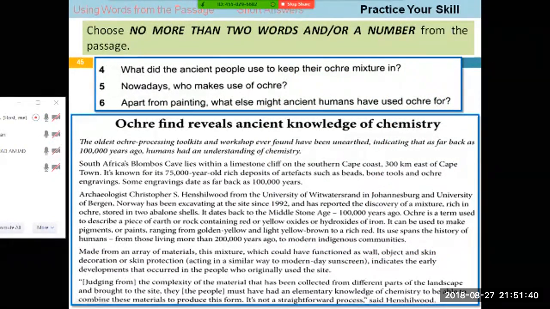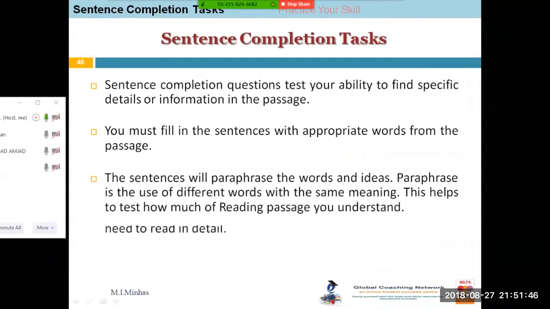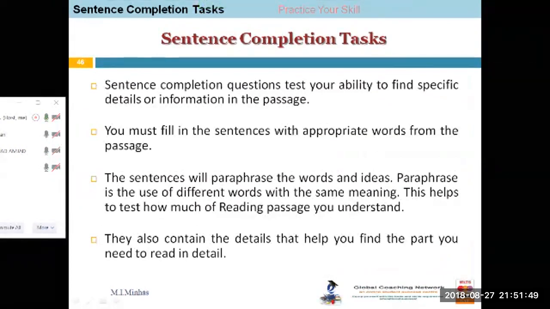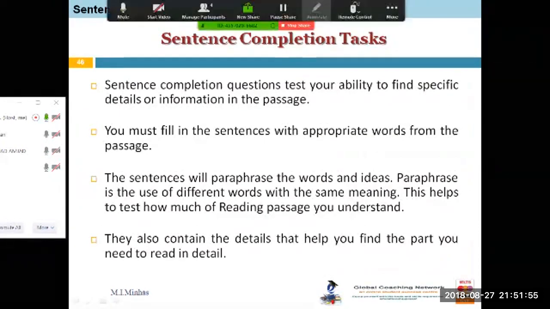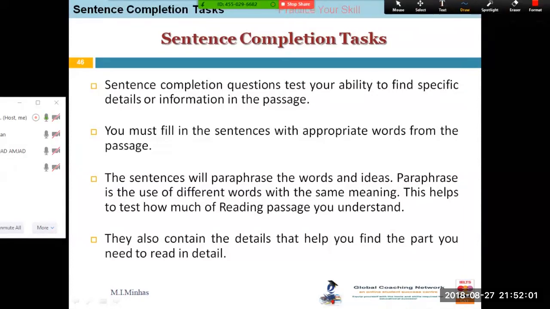Clear. Okay, so these are the answers, and now I'm moving forward. Sentence completion task. Before I move on, essentially speaking, sentence completion task and all other tasks like summary completion, flowchart completion, table completion, diagram completion, labeling, all of these actually ask you to write some word in a blank space. That's it. When I say sentence completion, in maybe our Pakistani educational system, we call it fill in the blanks questions.